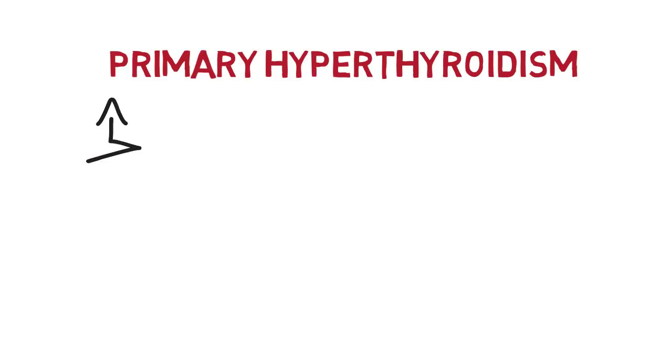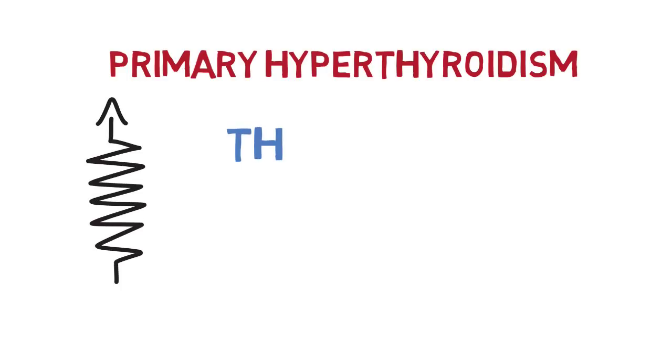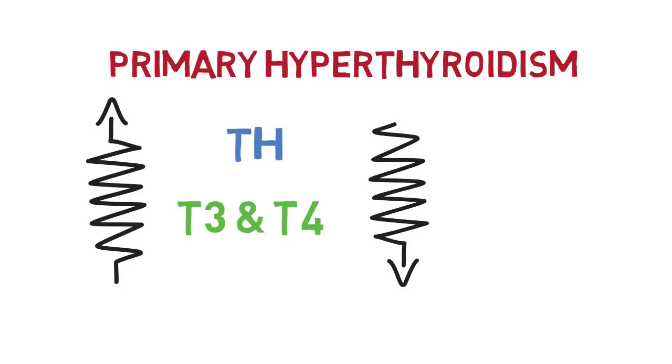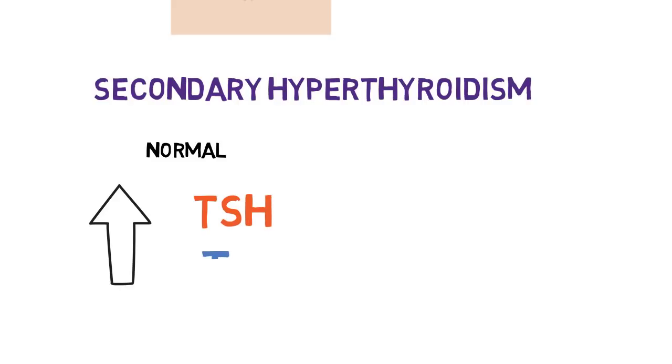In primary hyperthyroidism, there is an excess amount of TH and increased thyroid hormone levels, T4 and T3. With this, there is a corresponding decrease in TSH. Secondary hyperthyroidism is caused by TSH secreting tumors and is characterized by normal or increased TSH and high thyroid hormone concentrations. A radioactive iodine test helps delineate uptake and aid in diagnosis.